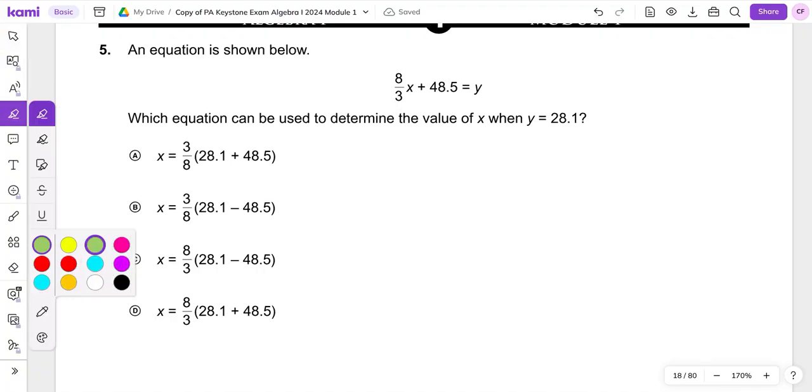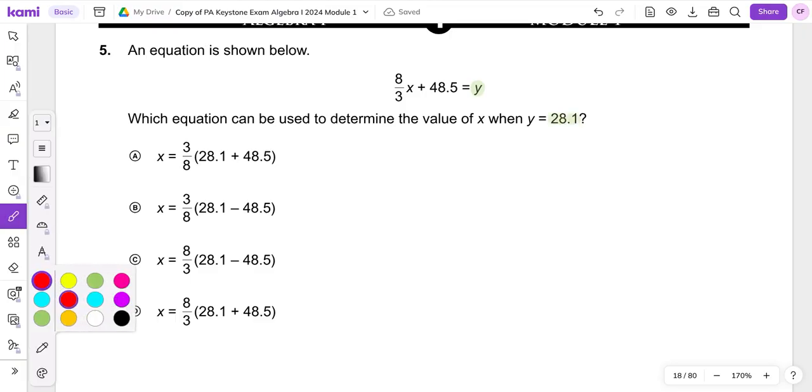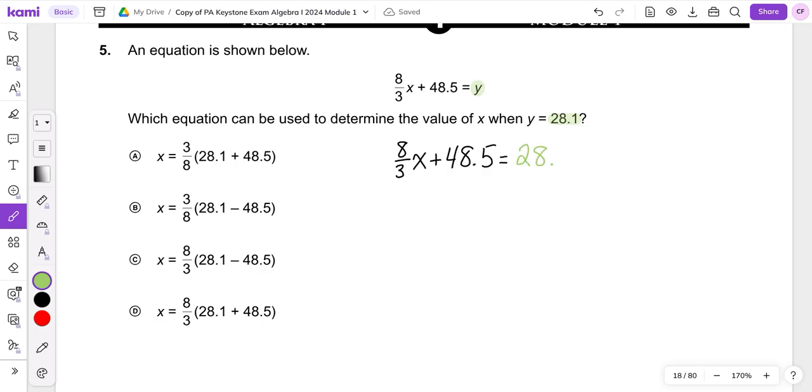So what we're going to take is the y is going to come out of our problem, and we're going to substitute in the 28.1. So now what I have is 8/3 x plus 48.5 equals what we just substituted in, which is the 28.1.